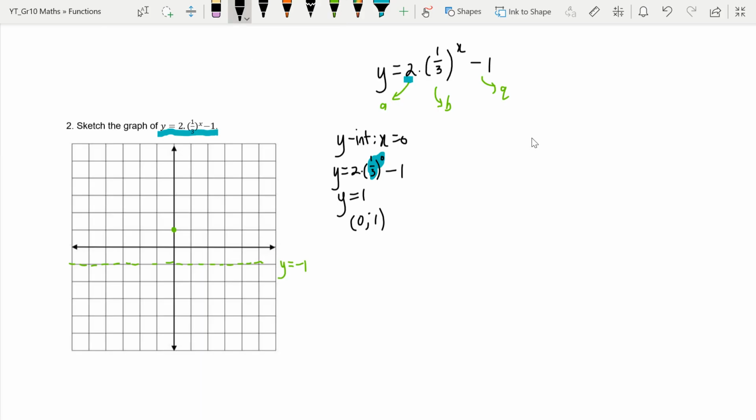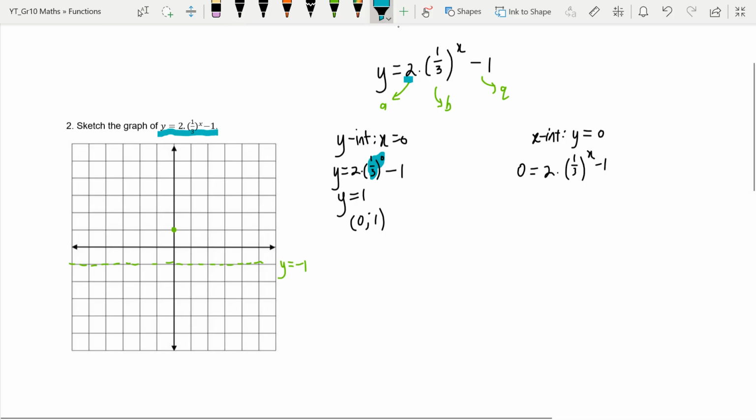Okay, now let's get to this x-intercept dilemma. So to find the x-intercept for any of your curves, you just make your y equal to 0. Let's go do that. 0 is equal to 2 times a third to the power of x, and then minus 1. Okay, now we have to solve this equation. This is some exponential equation knowledge that we need with this. So I'm going to take my 1 over. Now we are there. Then I'm going to divide both sides by 2.